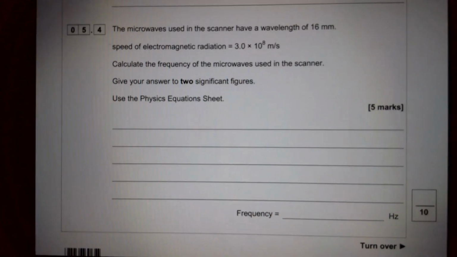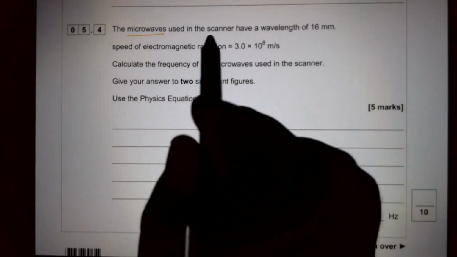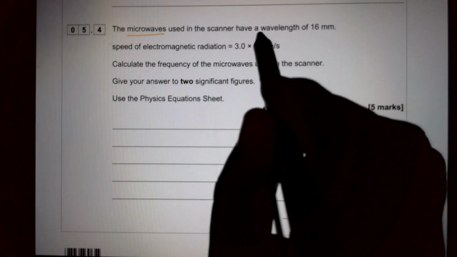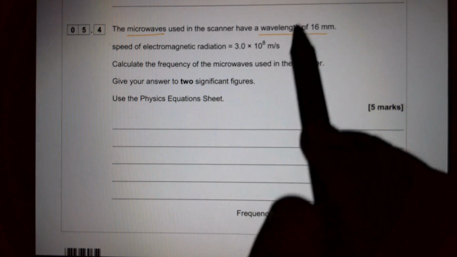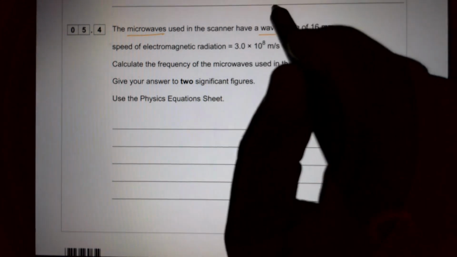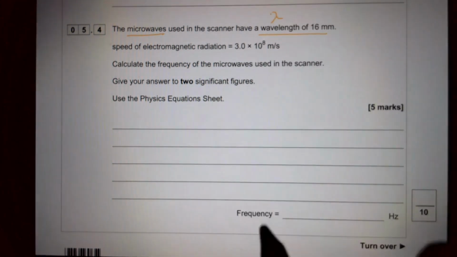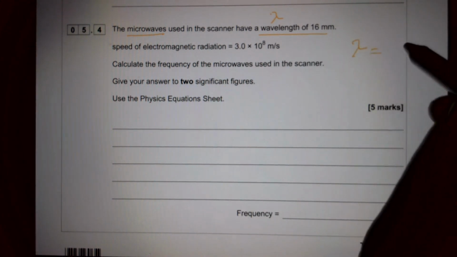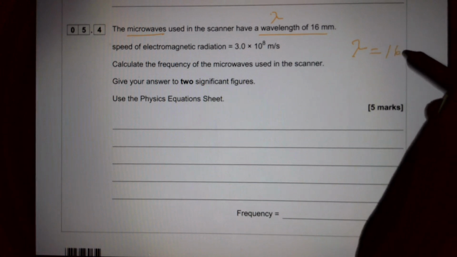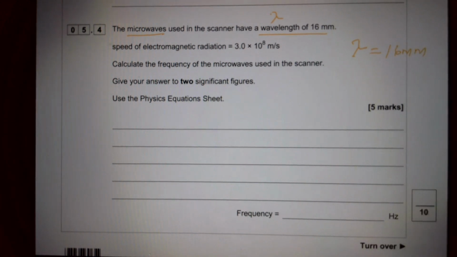Good. Well, this is a very interesting question. It's a 5 marker, so definitely it's very interesting. So let us read it. The microwaves used in the scanner have a wavelength of 16 millimeters. You remember the symbol that represents wavelength? It's lambda. This one, lambda, for wavelength. In other words, in our data, lambda is equal to 16 millimeters.